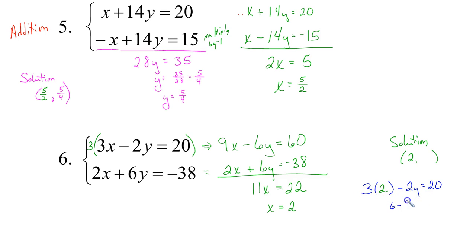So I have 6 minus 2y equals 20. Negative 2y will be equal to 14. And dividing both sides, I get y is equal to negative 7. And so my solution is (2, negative 7). And once again, since I used the first equation, I can plug it back in. That would give me 4 minus 42, which is negative 38.